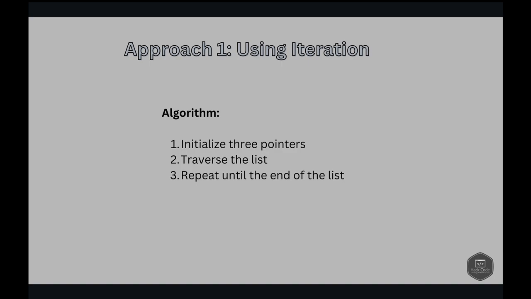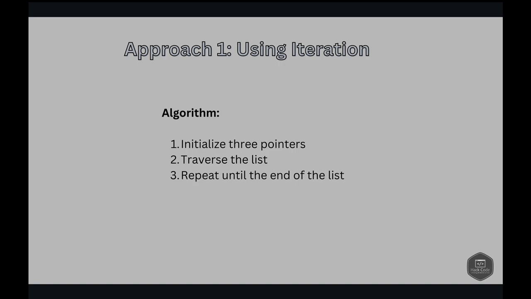The iterative method mainly consists of three pointers to reverse the linked list direction without losing any data. The algorithm starts like this. We first initialize three pointers: previous, current, and next node. Previous points to the previous node, current is the node we are processing, and next node holds a reference to the next node. We traverse the list, and for each node we point its next to the previous node, update previous to current, and move current to the next node. Repeat this until the end of the list. When current reaches None, previous will be at the new head of the reversed list.